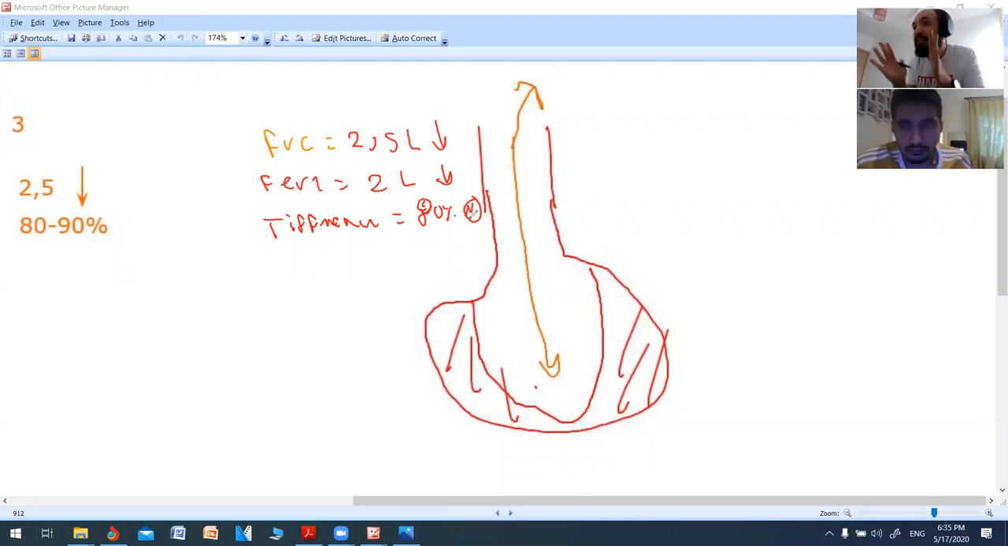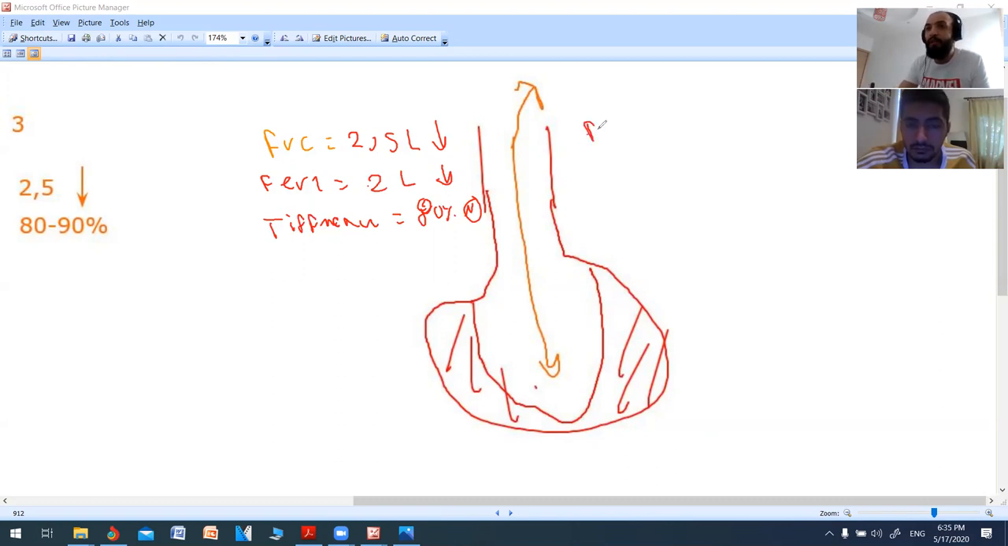So I have no what? Obstruction. Because I took out 80% of the air in the first second. I don't have something that narrows the airways. But the FEV1 is low. Why is the FEV1 low? Because the total air is low. That's why I don't look at the FEV1 to say if I have obstruction or restriction. You understand? Because both of them can influence it. To say I have obstruction, I look at the Tiffeneau index. If normal, no obstruction, and if I see it low, obstruction. Okay, next.